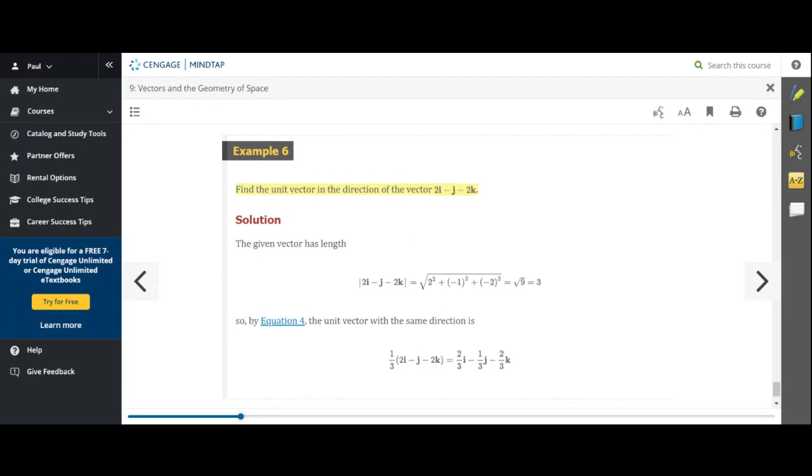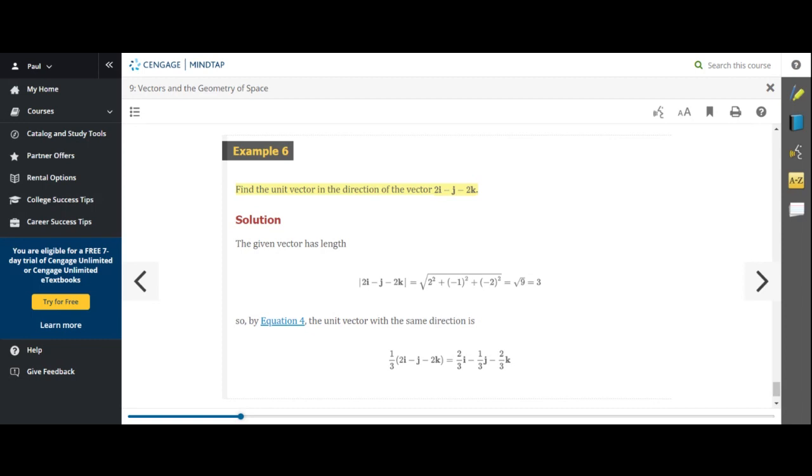Now, the given vector has, well, we know how to find the length of the vector. We just square each of the components, add them, and then take the square root. So that vector is going to have length 3. But what we want to do is find a vector that points in the same direction, yet has length 1. So all we need to do is take the vector and divide each of the components by the length of the vector.